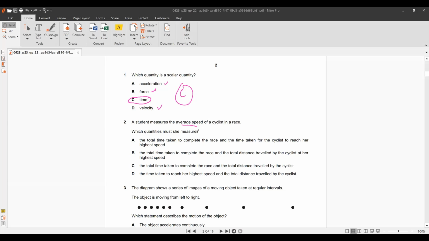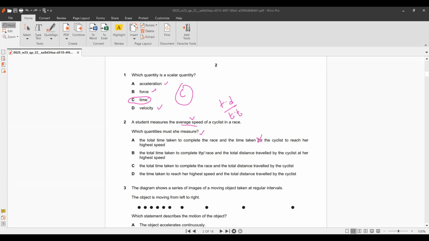Which quantity must she measure? We know that the average speed is equal to total distance over total time. Okay, let's review the first option. The total time taken to complete the race and the time taken for the cyclist to reach her speed, both are time. We need distance and time. So option A is incorrect.